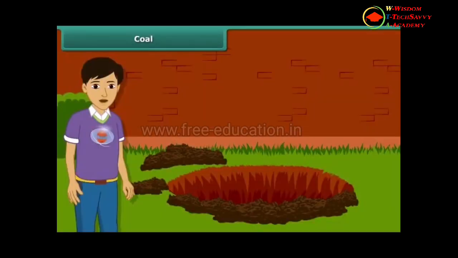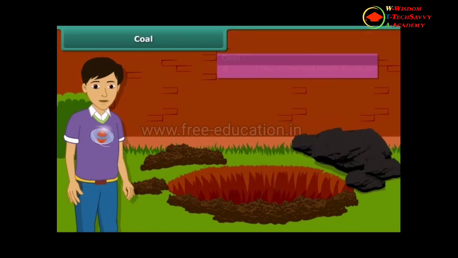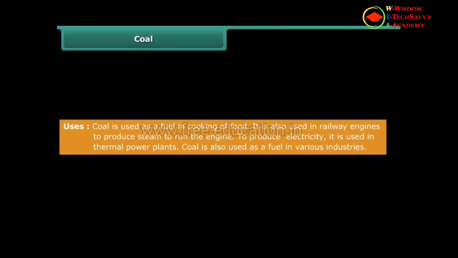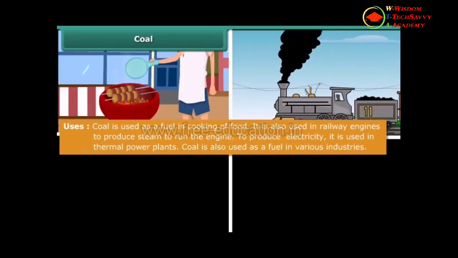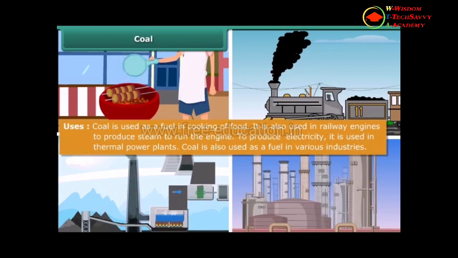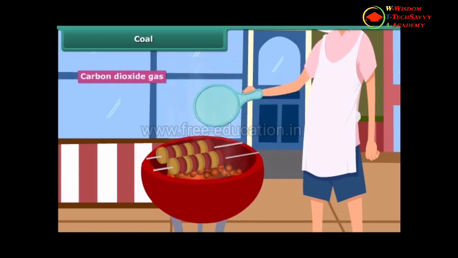Hey, now let us know about these fossil fuels in detail. Let us start with coal. You may have seen coal in your surroundings. It is hard and black in color. Coal is used for a variety of purposes such as cooking food, running railway engines, thermal plants and various industries. After heating in air, it starts burning and produces carbon dioxide gas.